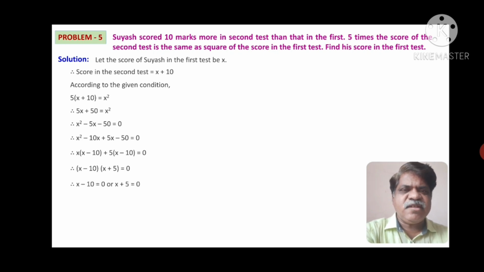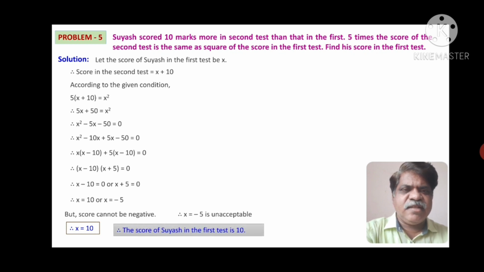Therefore, either x minus 10 is equal to 0 or x plus 5 is equal to 0. You can say that x is equal to 10 or x is equal to minus 5. So friends, we know that a score cannot be negative. Therefore, x is equal to minus 5 is unacceptable. Therefore, x is equal to 10 is right. Therefore, you can write that the score of Subhash in the first test is 10.